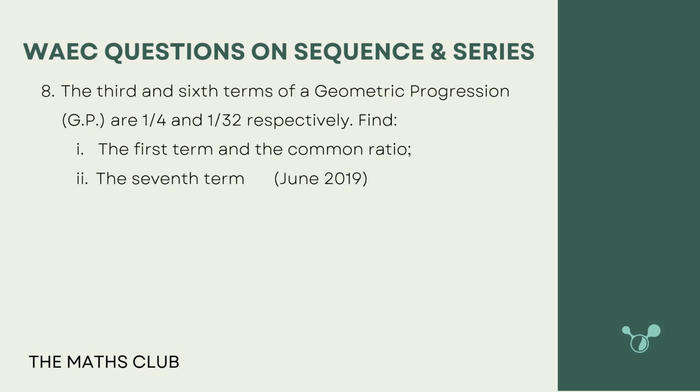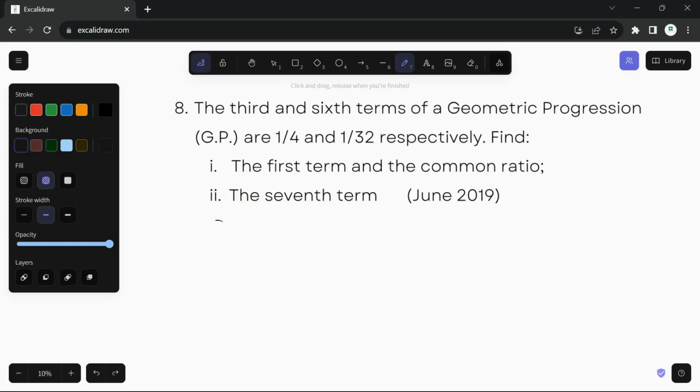Great. So the next question says that the third and the sixth term of a geometric progression are 1/4 and 1/32 respectively. We should find the first term, the common ratio, and the 7th term. So let's solve it together. What are we given? We are told that the third term, which will be T3, is 1/4, and the sixth term, which is T6, is 1/32. Right? We're told to find the A, the R, and then the T7.